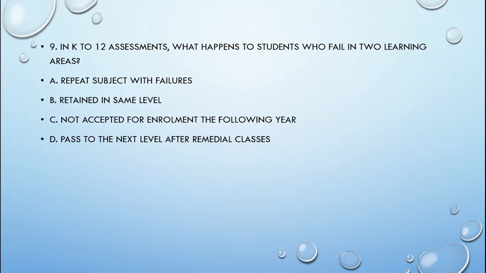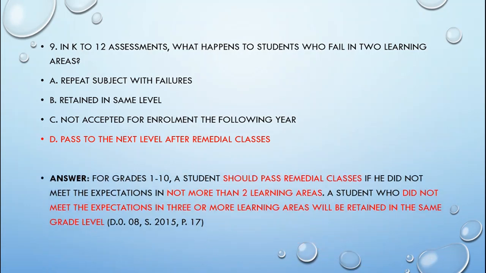Number 9. In the K-12 assessments, what happens to students who fail in 2 learning areas? The answer is letter D. They will pass to the next level after passing the remedial classes. For grades 1 to 10, a student should pass remedial classes if he did not meet the expectations in not more than 2 learning areas. A student who did not meet the expectations in 3 or more learning areas will be retained in the same grade level. Again, this is according to DepEd Order number 8, series of 2015, and can be found on page 17.